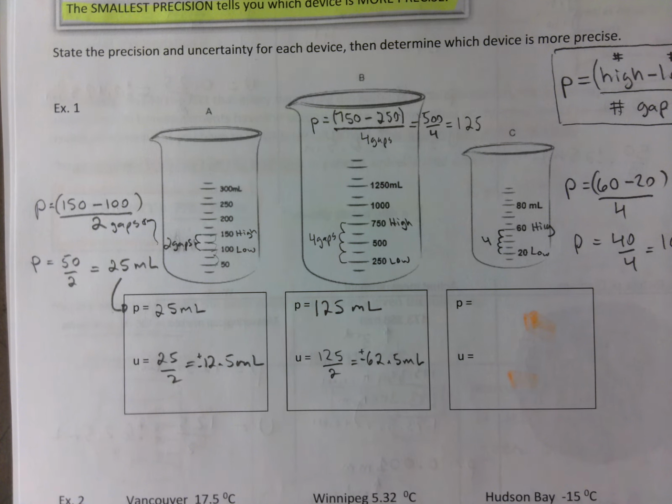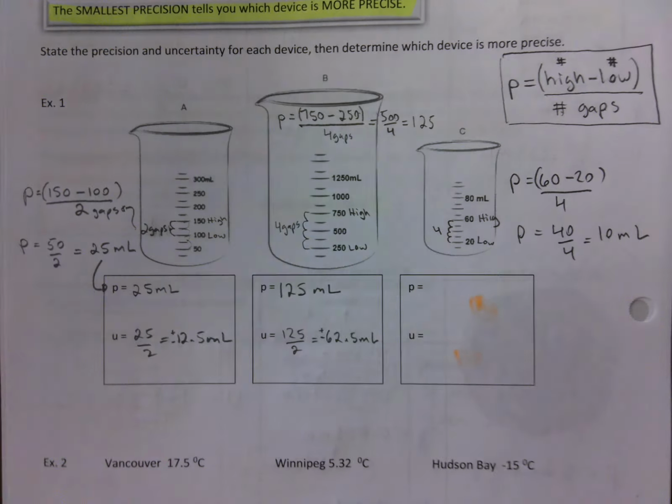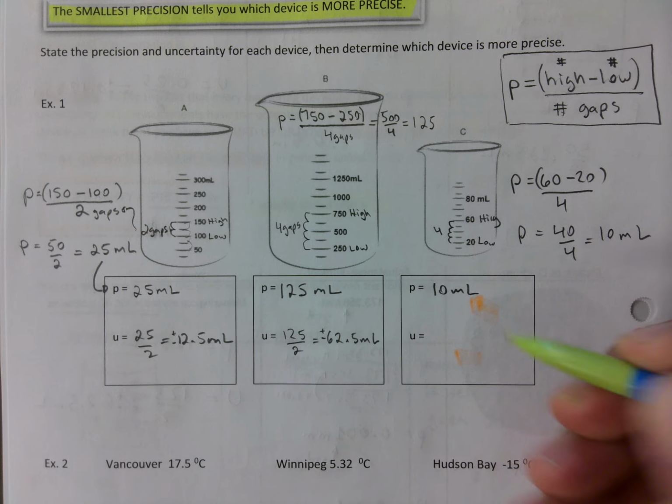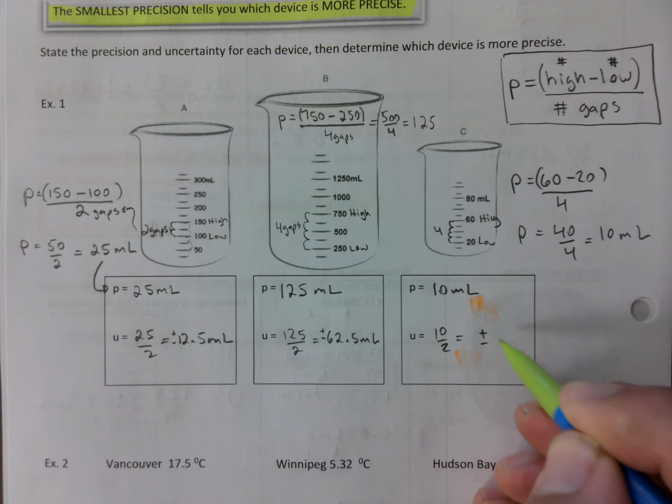Oops, you can't see that. Sorry. There. So in this case, it's 10 mLs. So 10 mLs it is. Divide that in half. That's plus or minus 5 mLs.